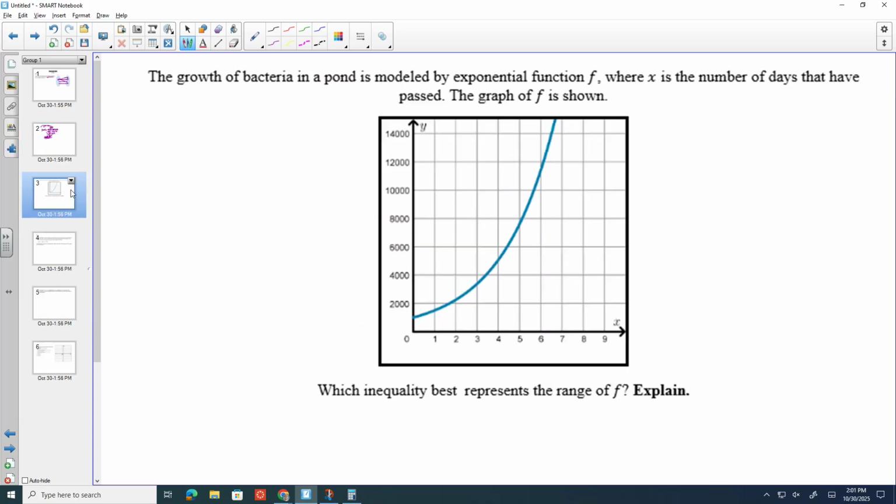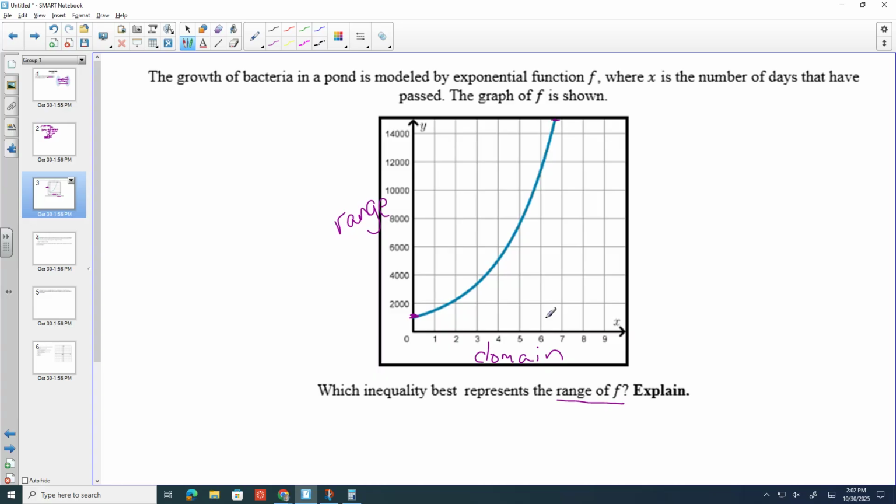Okay, and our third 80 level question. In this case, you were given a graph that represents the growth of bacteria in a pond modeled by this exponential function. Which inequality best represents the range of f? So first big thing that you would need to remember in this case is that domain comes from the x-axis, range comes from the y-axis. So if I'm talking about range, I want to look at my lowest value to my potential highest value.